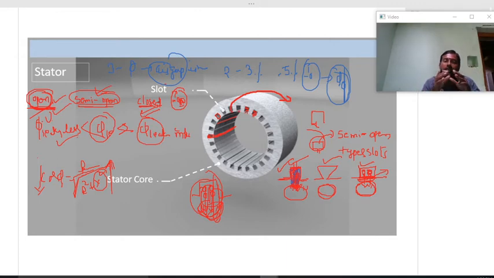These are the major differences between open, closed and semi-open. If you observe these three types of slots, the middle one is the semi-open type. If you use a semi-open type, there will be advantages and disadvantages. The leakage flux is less compared to closed and more compared to open type slots.